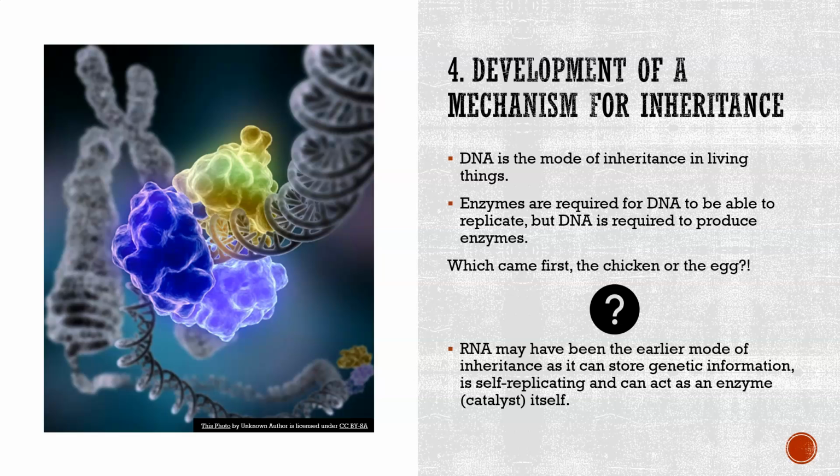Well, RNA may have been the earlier mode of this inheritance, as it stores genetic information. It is self-replicating, and it can act as an enzyme itself. So RNA potentially came along before DNA. Remember, you are the future scientists. You could be the ones proving or disproving that.